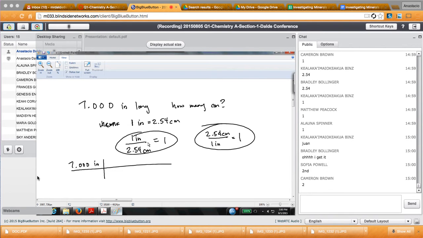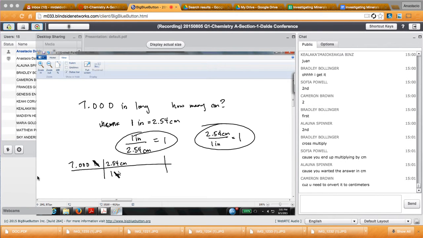Sophia's saying the second. Okay, I agree. 1 inch, 2.54 centimeters. And the question is why? Why, Juan? How come? The reason being is this. Because in the end, you want your answer to be in centimeters. So see this inches over here? It gets killed by that inches down there. If you had that flipped over, that wouldn't have worked. The flip side. Does that make sense?